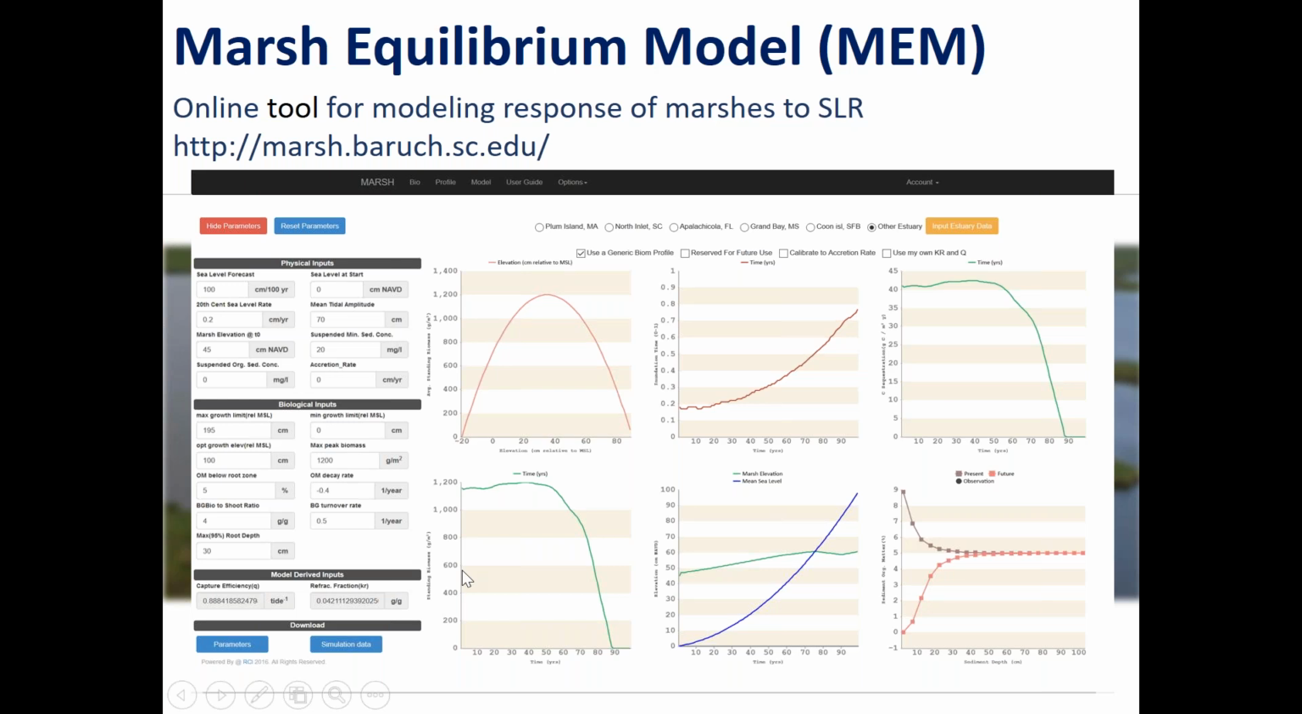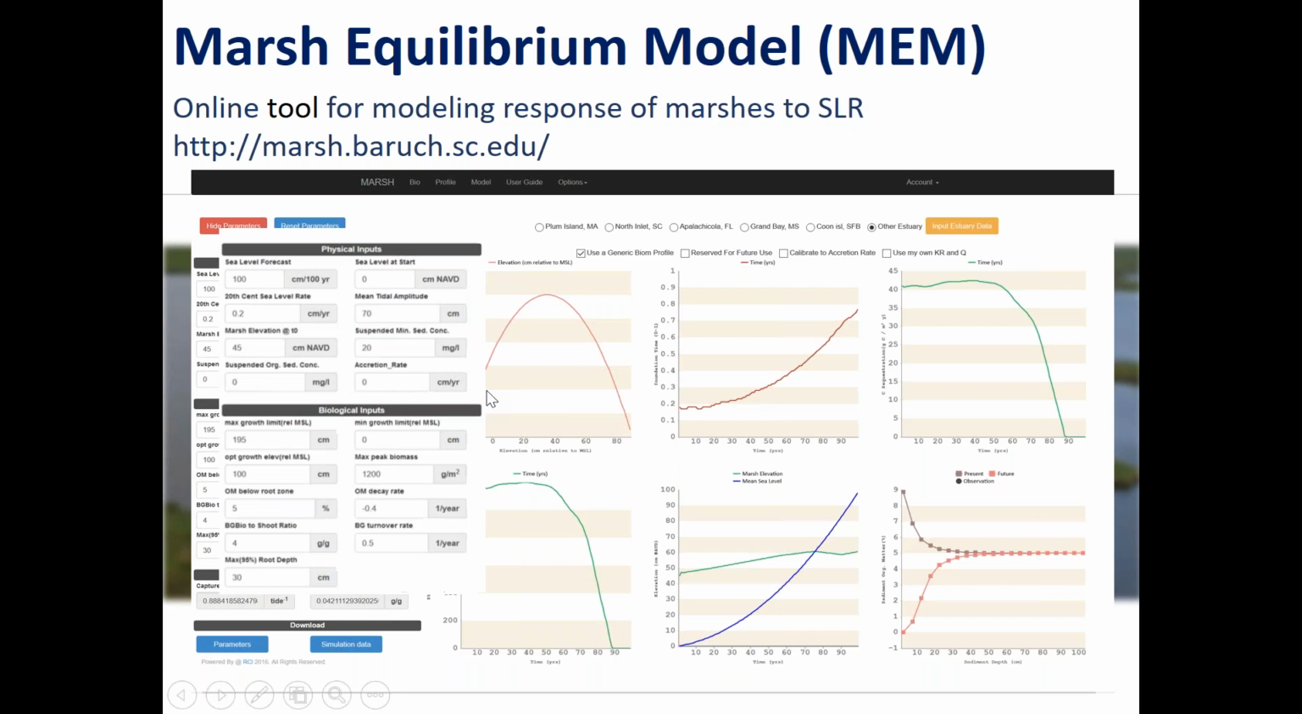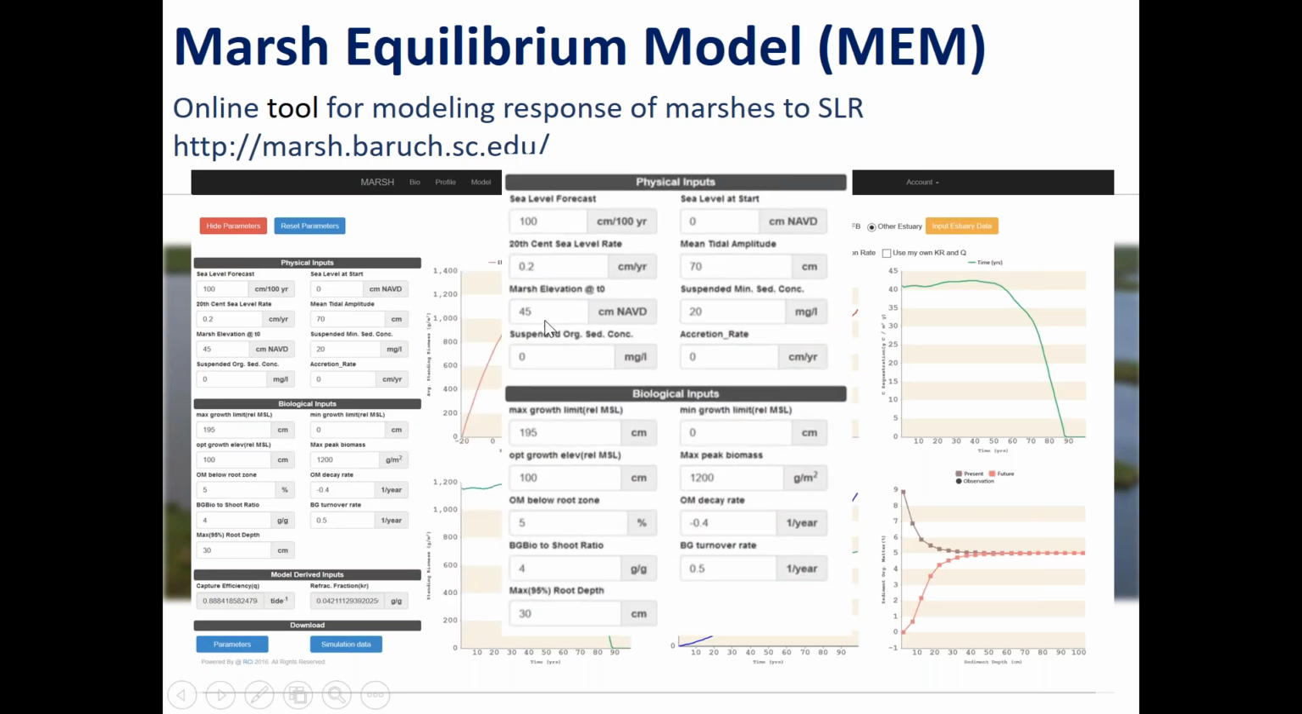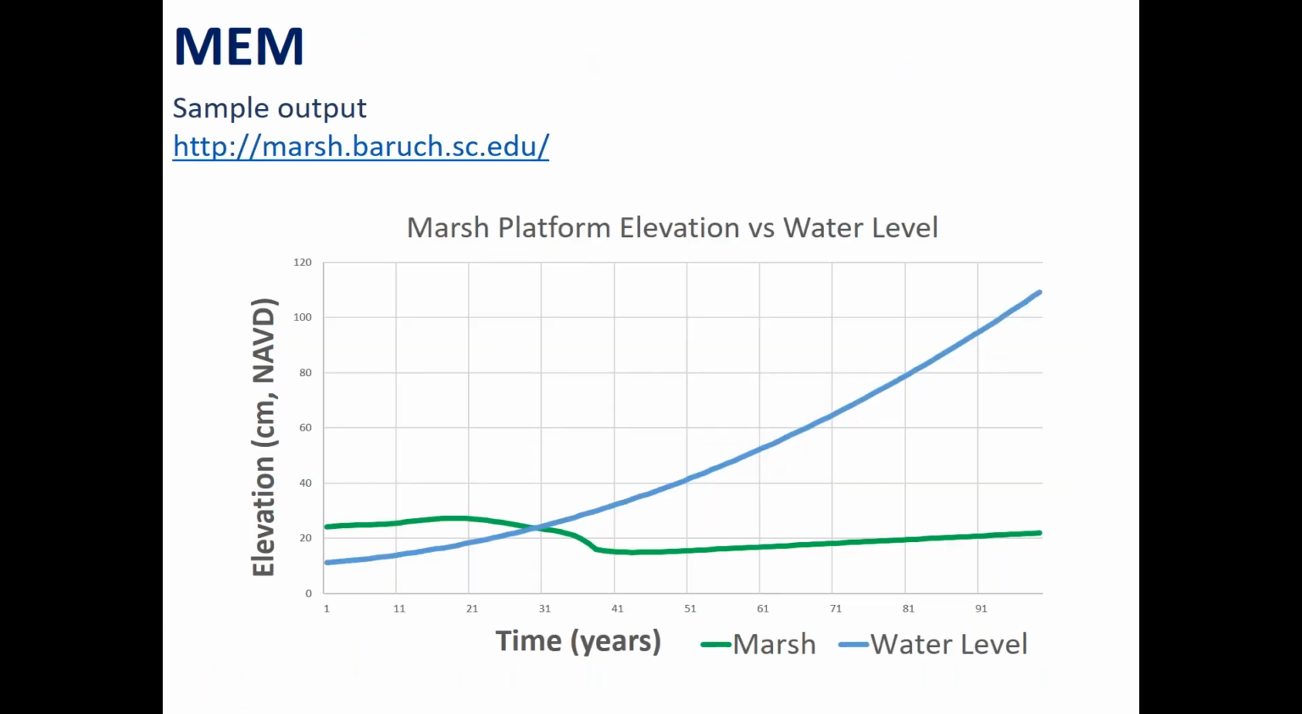So if you go to this link at the top, which you shouldn't do right now, but if you go to there afterwards, you can actually change all of the inputs to this model. Or if you don't know a lot about your local site, you can click on the buttons at the top that associate to Plum Island, North Inlet, South Carolina, Apalachicola, any of those sites, and it'll give you initial input data. So what's cool about this is you have the controls to actually change things like marsh elevation, the tidal amplitudes, whether or not you have a sediment supply from your river, any of those types of things, or the biological inputs, things like marsh growth. Now these are pretty detailed, so you might not have them, but it gives you a lot of controls.